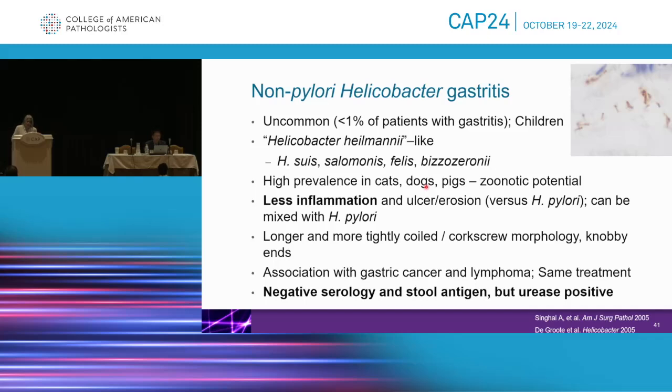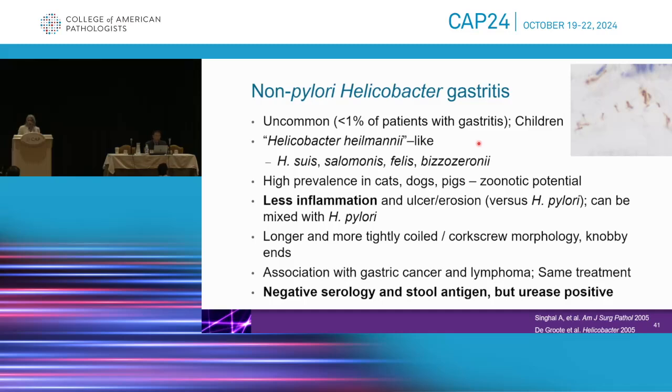This is an uncommon infection, certainly much less common than Helicobacter pylori, and is more prevalent in children. We use this bucket of Helicobacter heilmannii-like organisms to encompass a number of different organisms that have been identified and included within this group as causing this gastritis, which happens to be quite prevalent in cats, dogs, and pigs, and so it's thought that this has some zoonotic potential.